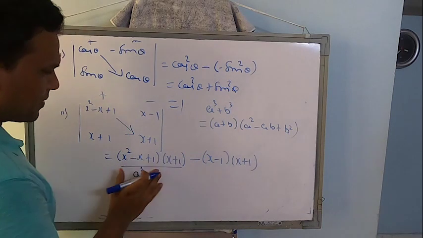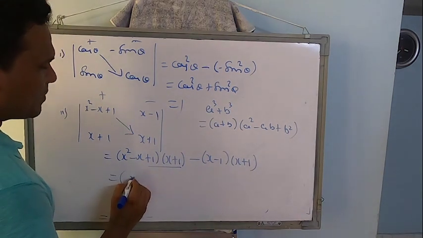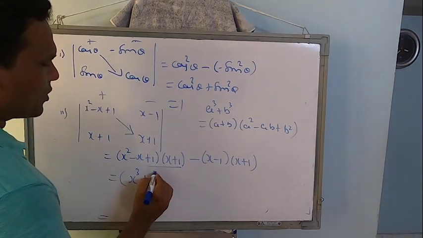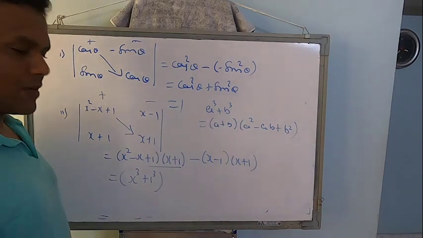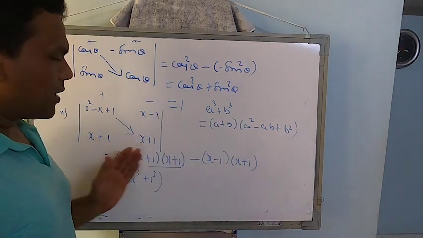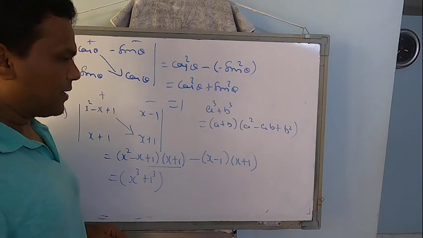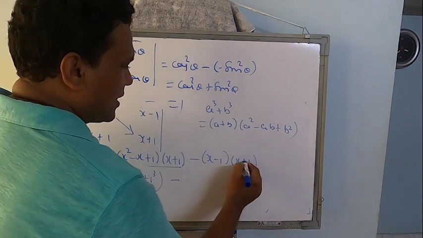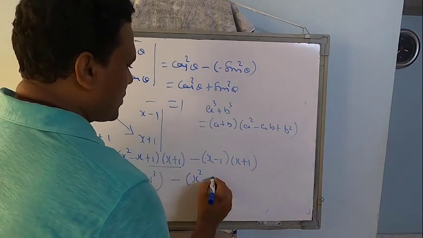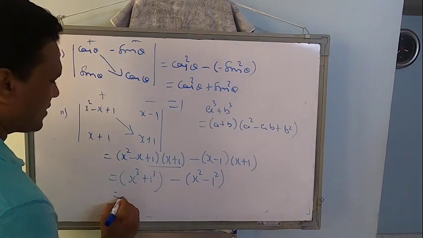So what I got here is actually nothing but x cube plus 1 cube. Just check if you want to. Clear? Otherwise, as said, you multiply everything, simplify, and this is what you are going to get finally. And actually the second one, a minus b multiplied by a plus b, is a square minus b square. So let us simplify this.